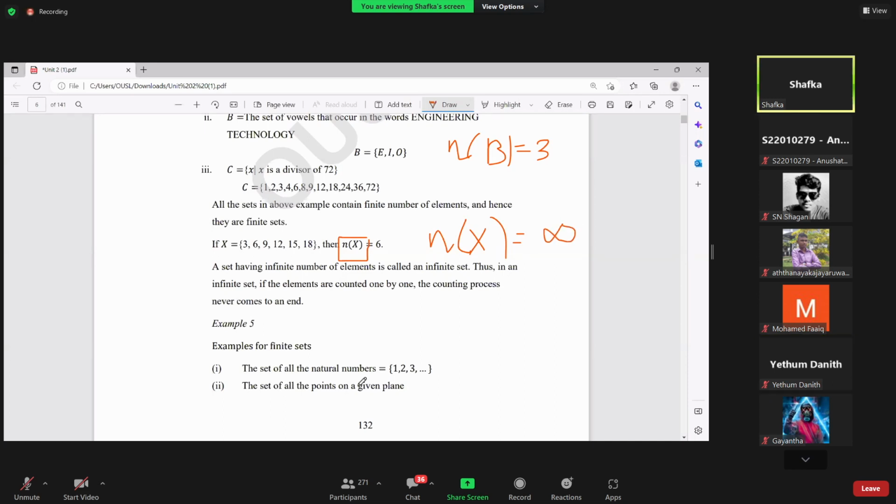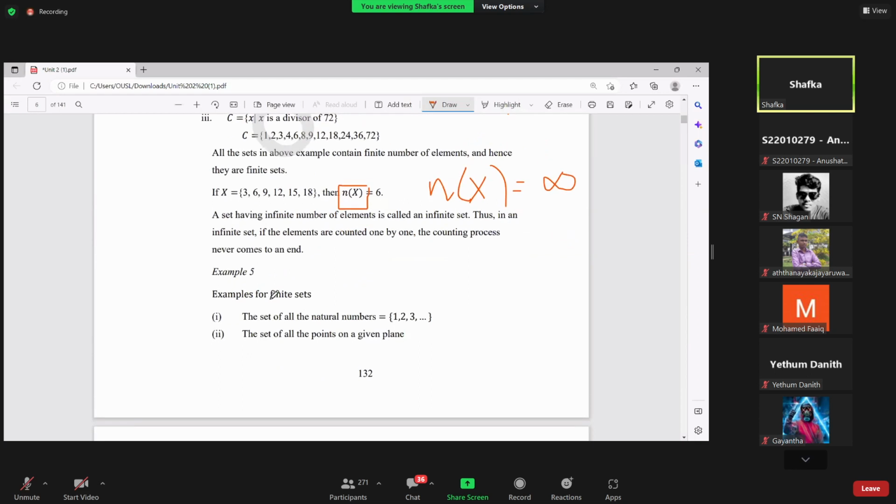Okay. For infinite sets, there are some examples. This should be infinite. Okay. Infinite sets: the set of all natural numbers, the set of all real numbers. Okay. So let me tell you another one. Let's say A and B. Those are two different sets. You have to tell me whether it's a finite one or an infinite one.